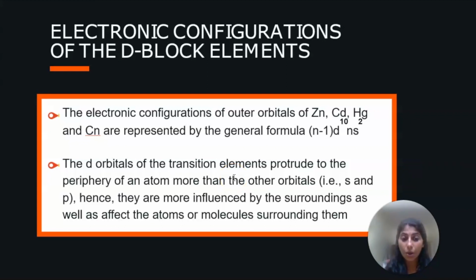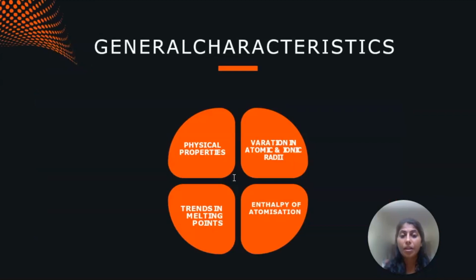The d orbitals of the transition elements are diffuse, that is, they protrude to the periphery of the atom more than the other orbitals, and they are more influenced by the surroundings as well as the atoms or molecules surrounding them. Now we shall see the general characteristics.